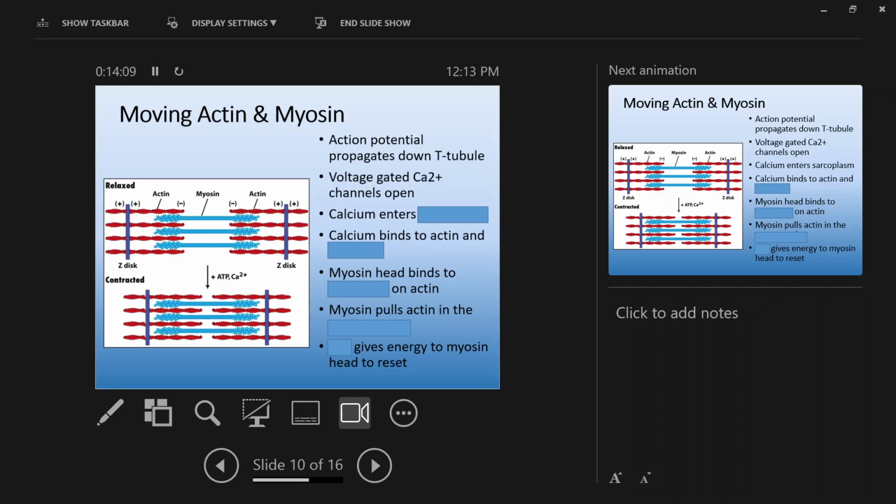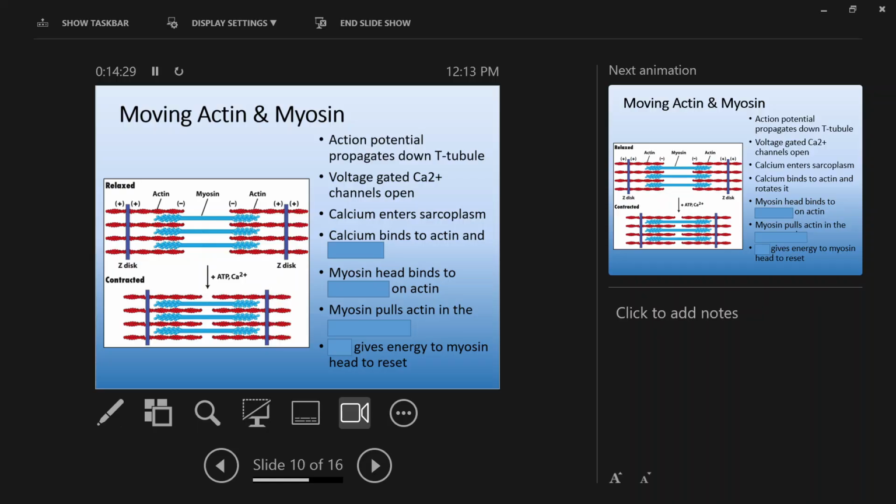Sarcoplasm, which I would accept as cytoplasm. They are equivalent. Sarcoplasm is just the term we use specifically for muscle cells because anatomists are weird that way. All right, so I've flooded that space with calcium. And remember, my sarcoplasm is the space between the plasma membrane and all the things inside the cell.